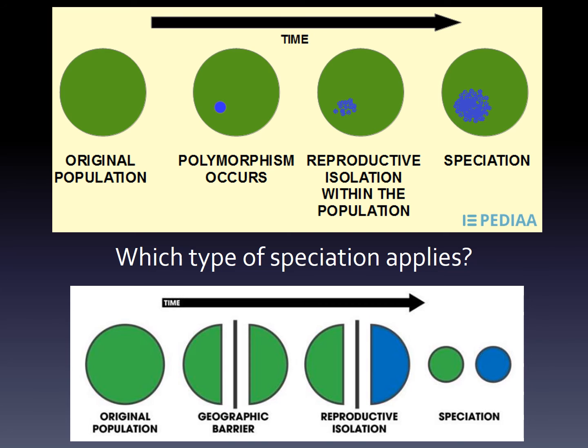Let's contrast that with the bottom image, where there's an original population and then a barrier goes up. Perhaps somebody built a wall separating one half of the range from the other. Over generational time, due to reproductive isolation and independent mutations accumulating on either side of the wall, we have a blue and a green species. That's allopatric speciation, due to that geographic barrier preventing interbreeding.